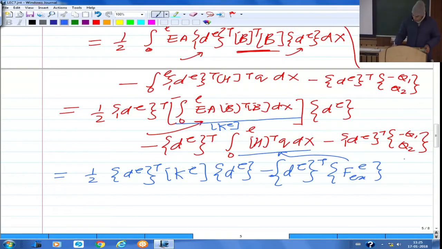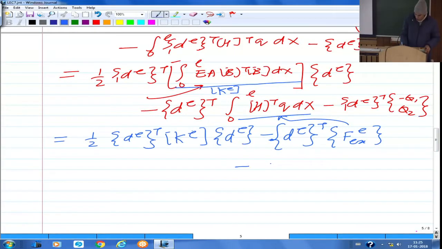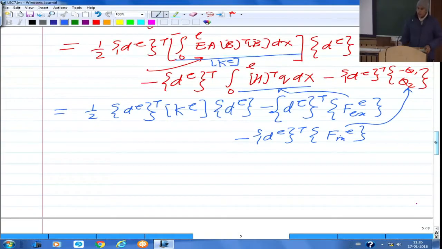And let me call this internal, because Q1 and Q2 are the forces from the adjacent element onto this particular element we are considering. So minus DE transpose into F internal for this particular element. This is the notation I am using for this vector. So we can write it like this.